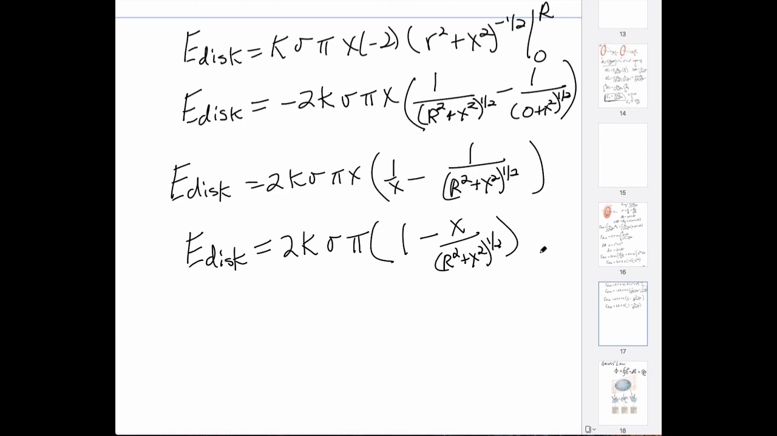when we get to capacitors, this will actually come back up. And that's the answer we wanted.